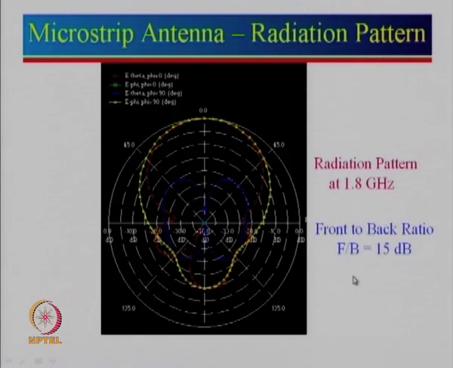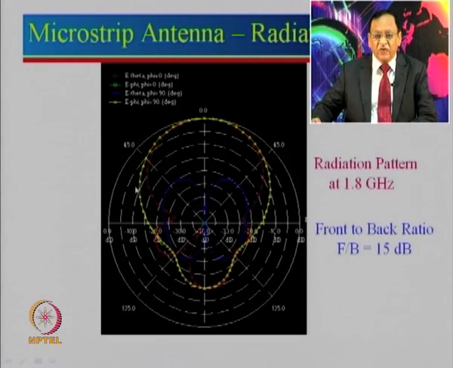Here in this example it shows the radiation pattern of a microstrip antenna. For the designed antenna we have shown the radiation pattern at 1.8 gigahertz, which was the center frequency. You can see here there is one yellow curve and one red curve. It shows the E plane and H plane radiation patterns, and you can also see that there is a back radiation here. So we define front to back ratio, F by B. From maxima to this value here, each scale is 5 dB, 5 dB, 5 dB, so that is about 15 dB. So front to back ratio is about 15 dB.